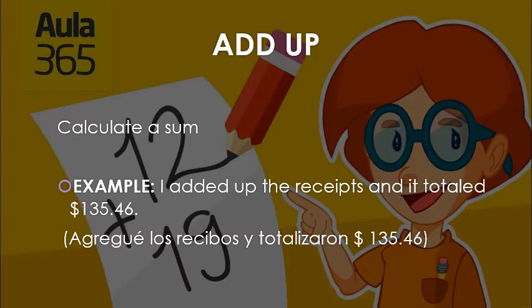Now I'm going to talk about the meaning of 10 separable phrasal verbs. The first separable phrasal verb is add up. The meaning of add up is calculate a sum. For example, I added up the receipts and it totaled 135.46. En Spanish, agregué los recibos y totalizaron 135.46.